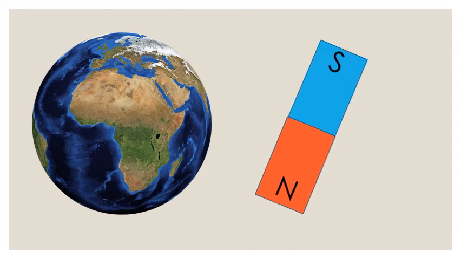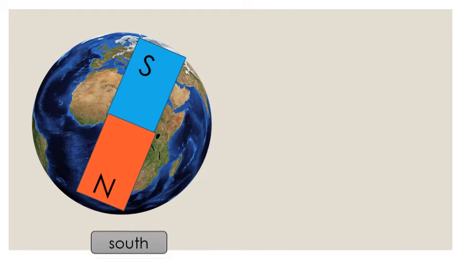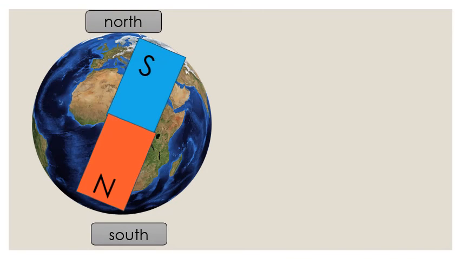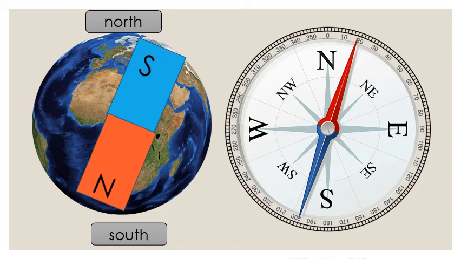You may notice that Earth's north magnetic pole is actually in the south, and Earth's south magnetic pole is actually in the north. When you hold a compass level, the north pole of the needle is attracted to the opposite pole of Earth.